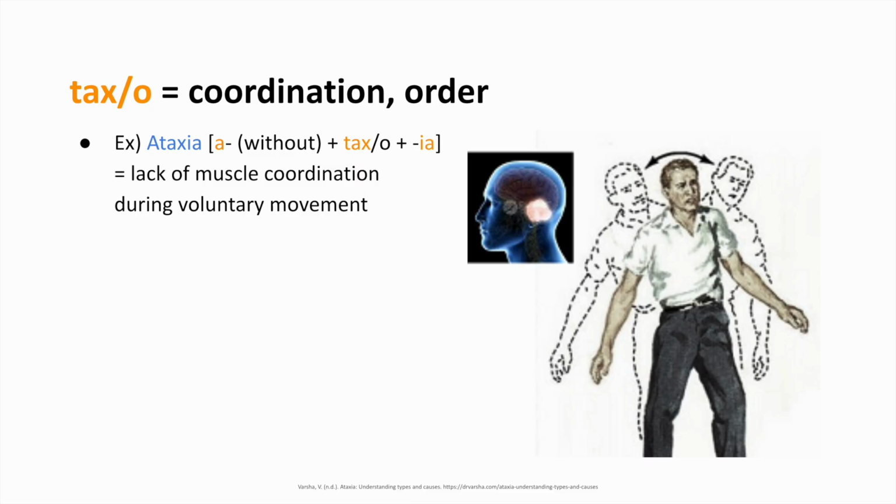Or it could also be shown as you wanted to move your arms out, but for some reason they move in. I mean, adduction versus abduction. That is also one form of ataxia.